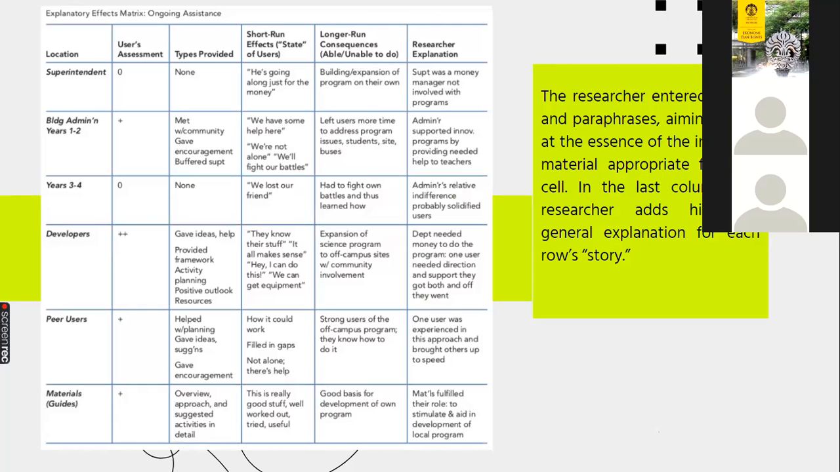Okay, so here is an example of an explanatory effects matrix. Here the researcher entered quotes and paraphrases aiming to get at the essence of the interview material appropriate for each cell. In the last column, the researcher adds his own general explanation for each row story. Next slide.